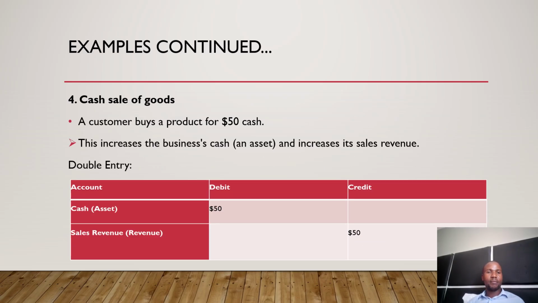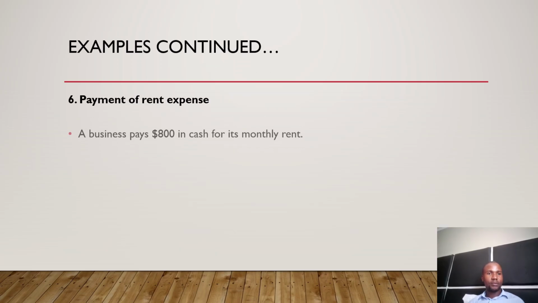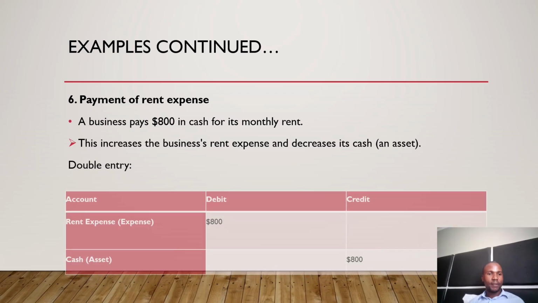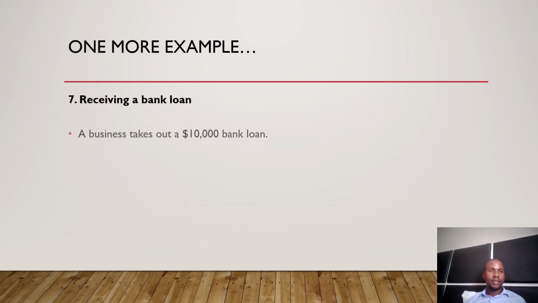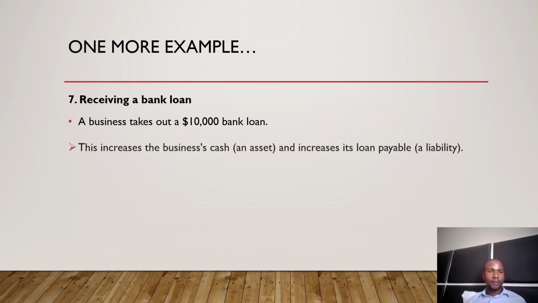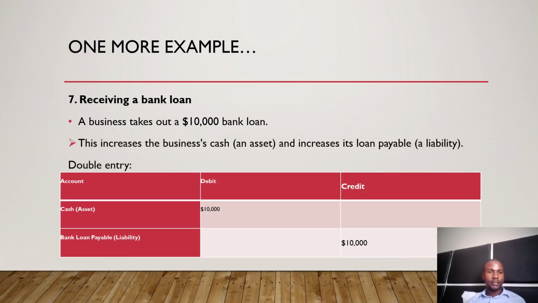There are many examples. Here we're looking at cash sales of goods: you debit cash, credit revenue, and so on. Let's look at the final example. Maybe we're paying rent, an expense account. We debit the rent expense, and the cash is a credit because it decreases. You can do as many examples as possible, as I'm showing on the screen.